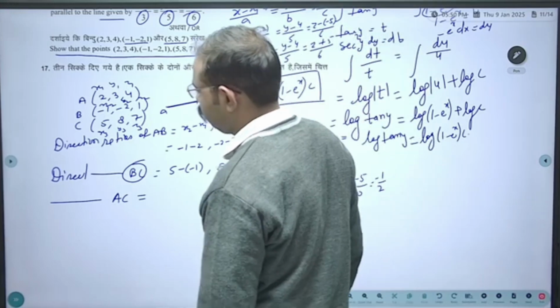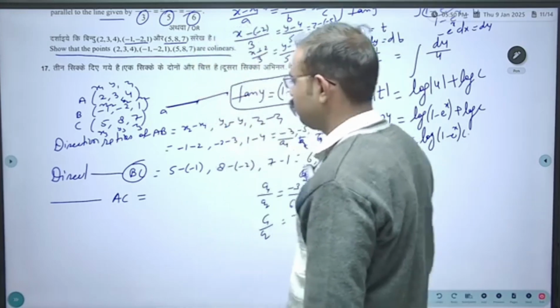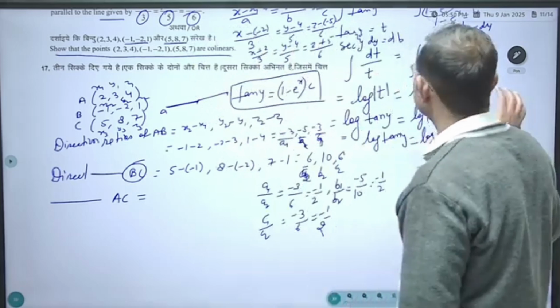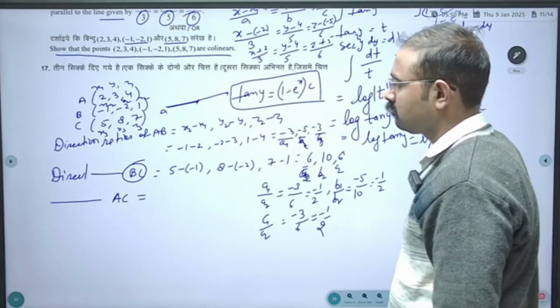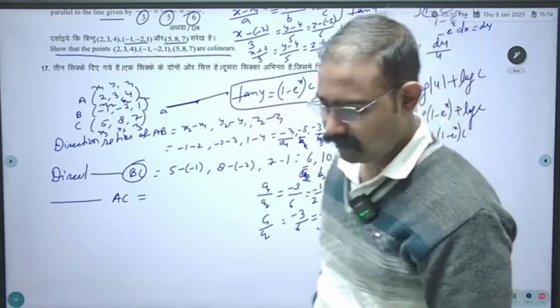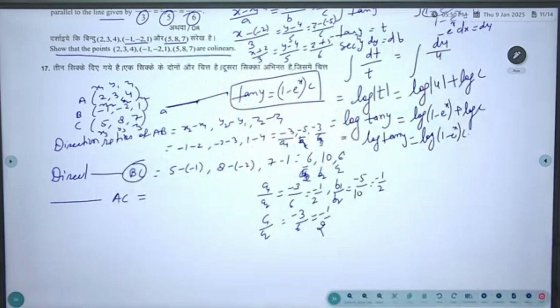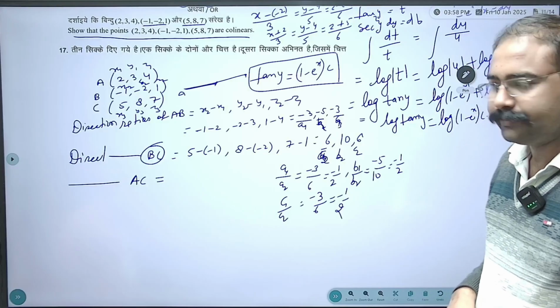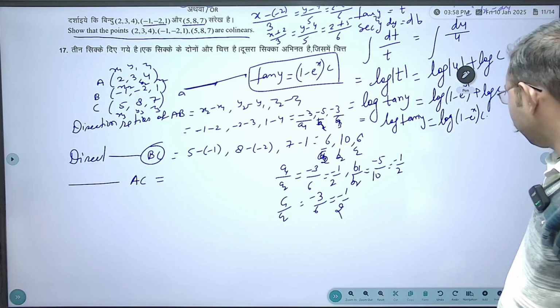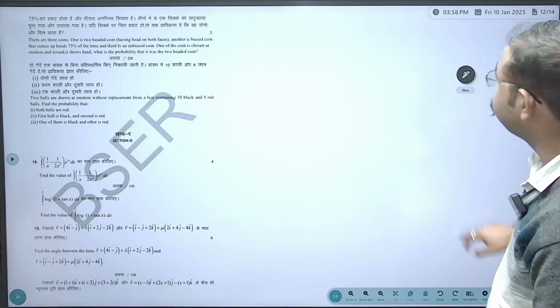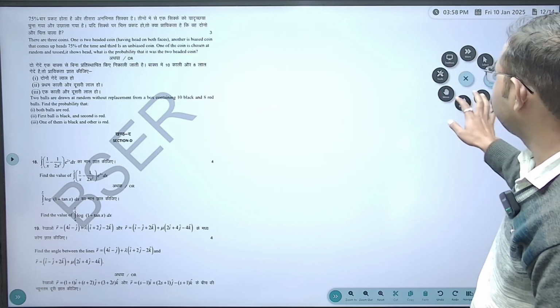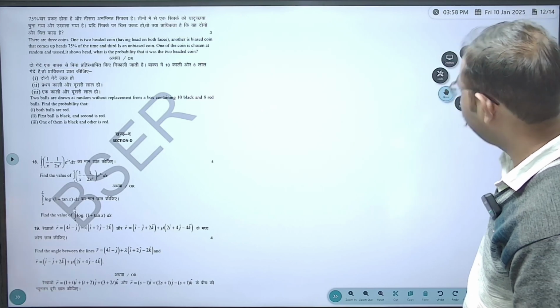Next is... so let's move to the next question, which is question number 17, and that is a question of probability.